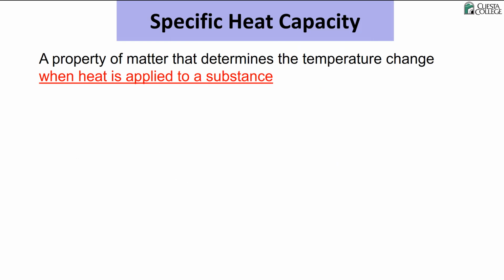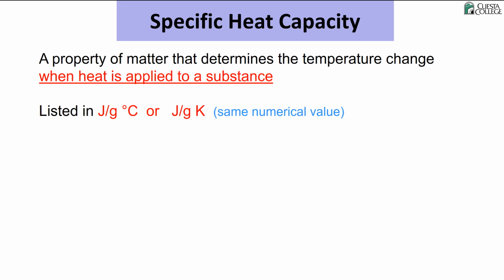The specific heat capacity is a property of matter that determines how much energy needs to be applied to change the temperature of that particular substance. Specific heat capacity values are listed as units in joules per gram degree Celsius or joules per gram Kelvin. Regardless of the units used, the value of specific heat capacity always has the same numerical value. So water would have a specific heat capacity of 4.184 joules per gram degree Celsius or 4.184 joules per gram Kelvin.